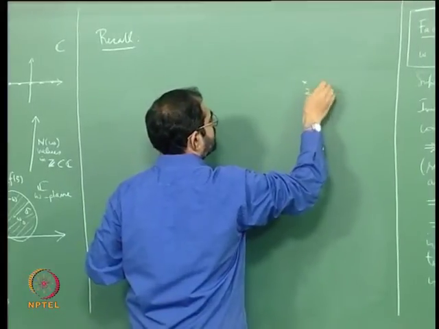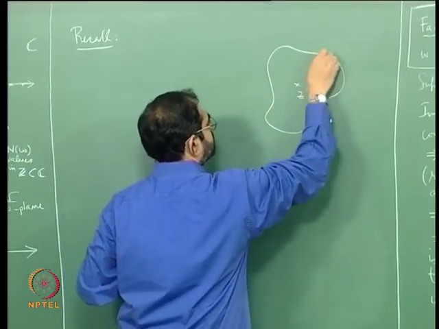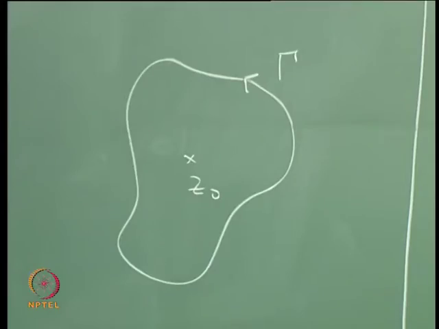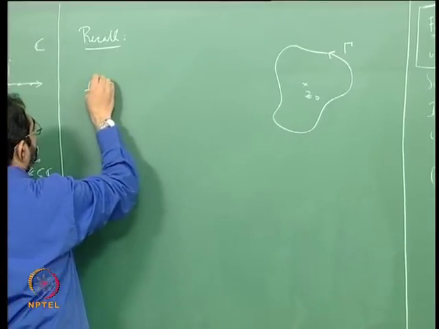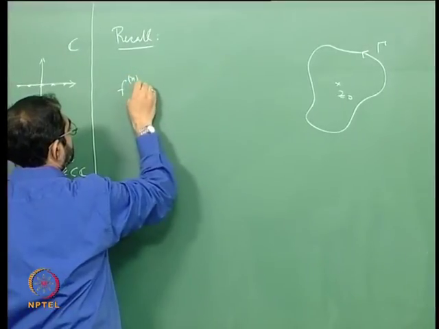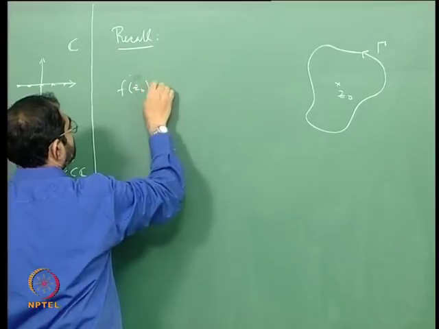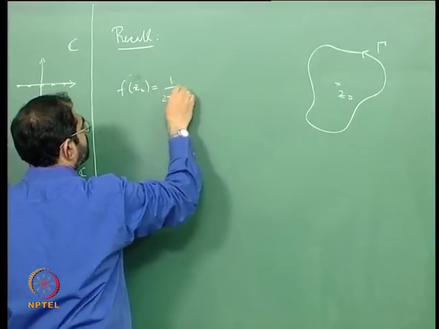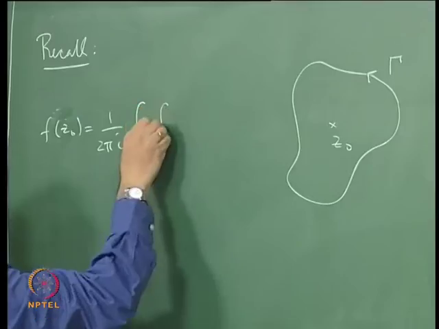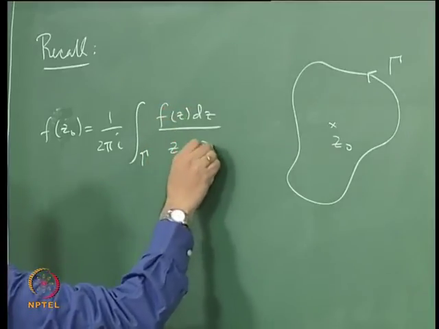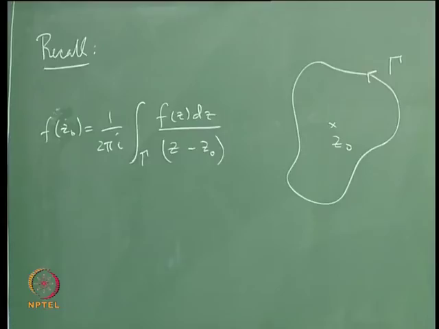Suppose you have a point z naught, and suppose you have a simple closed curve gamma surrounding z naught. Then you know that f of z naught is given by 1 by 2 pi i integral over gamma f of z dz by z minus z naught. This is your usual Cauchy integral formula, for n equal to 0.